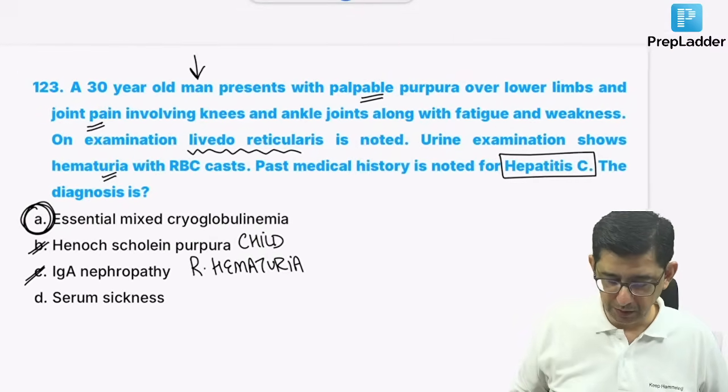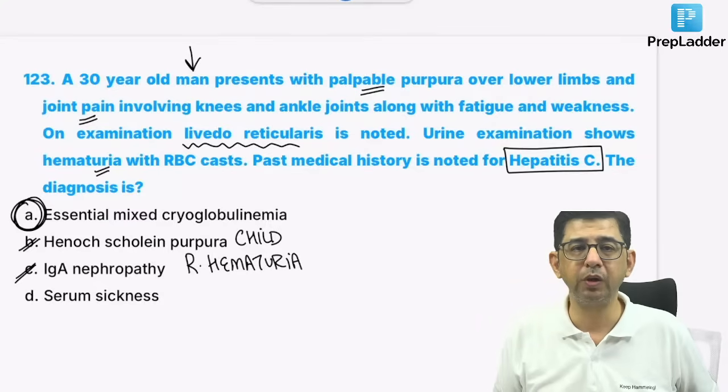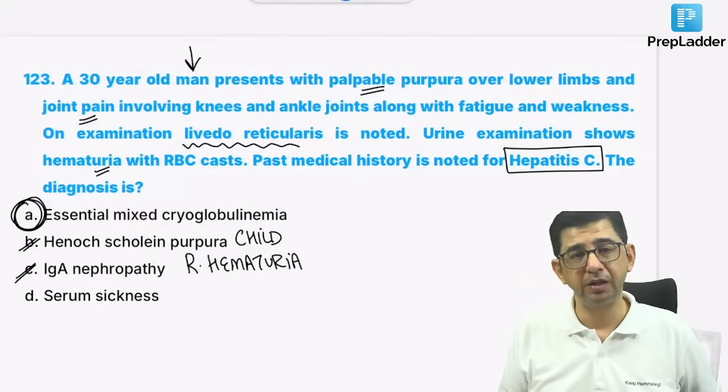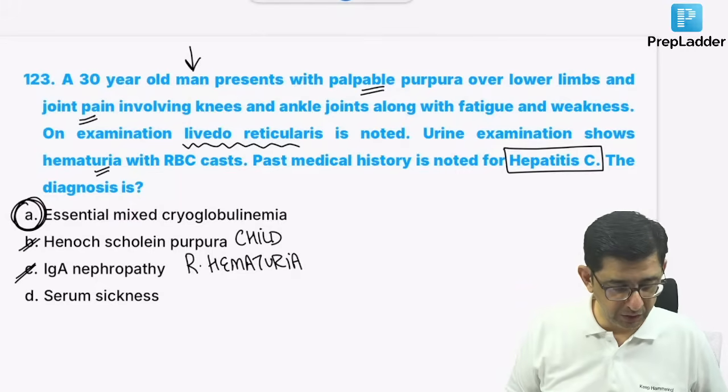Yes, serum sickness will mainly contribute to only cutaneous manifestations, no? But here it is palpable purpura, then there's arthralgia given, and subsequently even the kidney is getting involved in this patient. So vasculitis is the reason in this case. Okay.